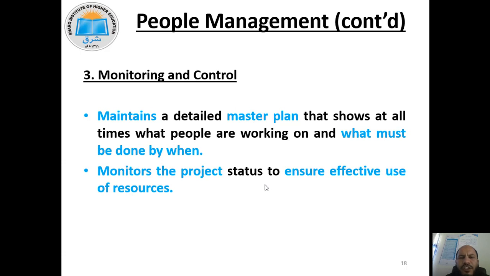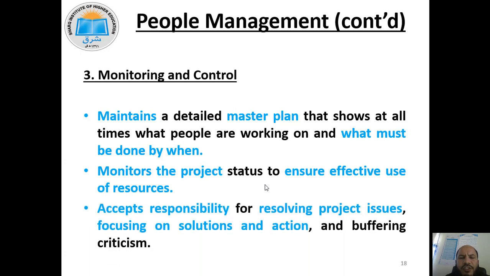It is one of the project manager skills. And finally, he will accept responsibility for resolving project issues, focusing on solutions and actions, and buffering criticism. So it's one of the project manager skills to accept responsibility, to solve project issues, and to focus on solutions and actions towards the problems that the people will face within the project. So monitoring and control is also one of the skills of the project manager.